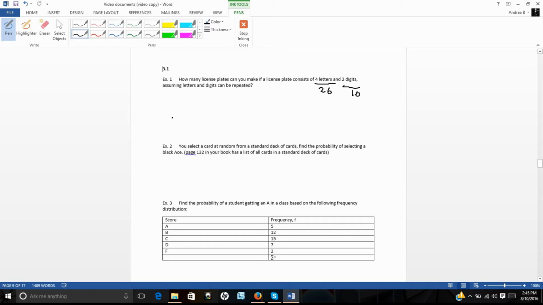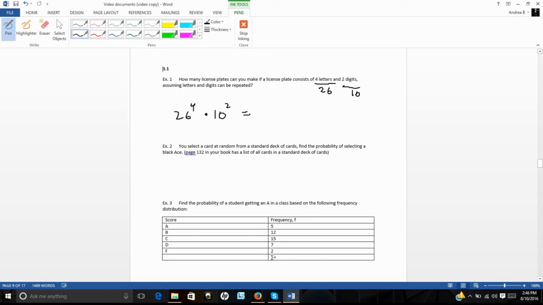So since we have 4 letters, we're going to have 26 to the 4th power. Or that's the same thing as doing 26 times 26 times 26 times 26, doing that 4 times multiplied by itself. So remember that 4 is in the exponent position, not being multiplied by the 26. It's in the exponent, and then times 10 to the 2nd power, since there's 10 options for each digit, and there were 2 digits. So this has to do with that multiplication rule, or sometimes called the counting principle.